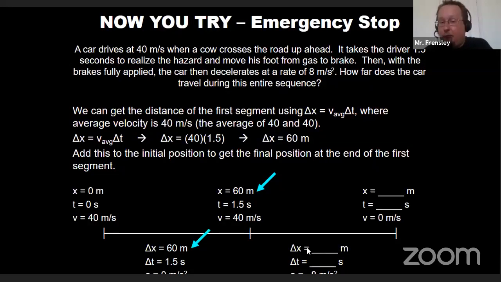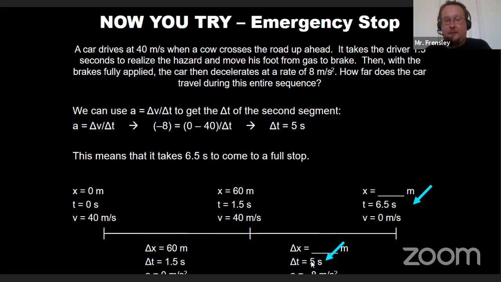So now I need to figure out how far I go and how much time that takes. How much time does it take for me to stop? Well, I'm going to use acceleration equals delta velocity over delta time. So the acceleration is -8. Final minus initial velocity is right there. Solve: 5 seconds. It takes 5 seconds.